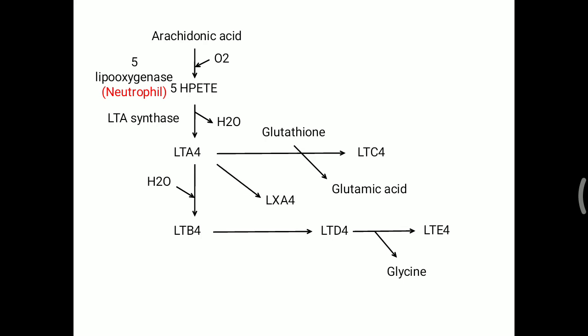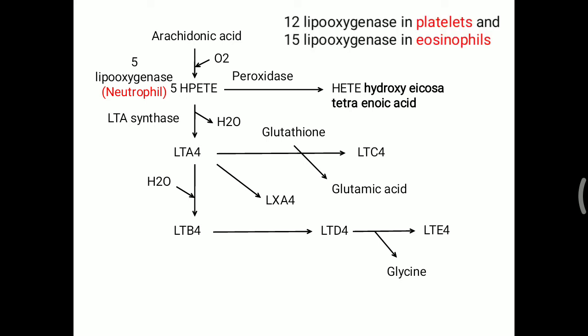Now, one more thing, that is lipoxin. That is called LXA4, which is also an important molecule derived from arachidonic acid. This HPETE is also sometimes converted into HETE, that is hydroxyeicosatetraenoic acid, with the help of peroxidase enzyme. Now, this 5-lipoxygenase is mostly found in the neutrophils, while 12-lipoxygenase is in the platelets and 15-lipoxygenase in the eosinophils. So that is exactly how these leukotrienes are produced by the different cells.